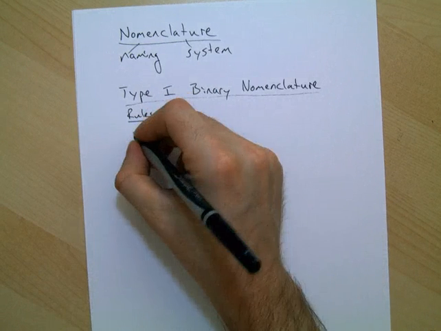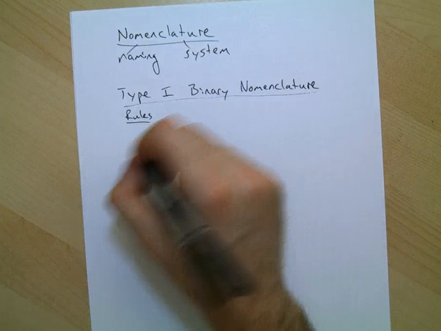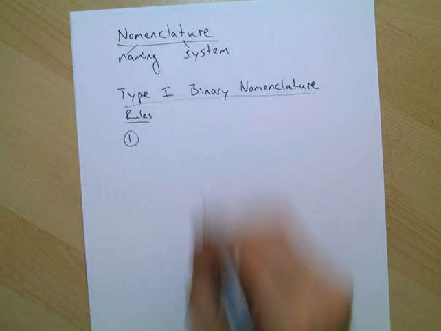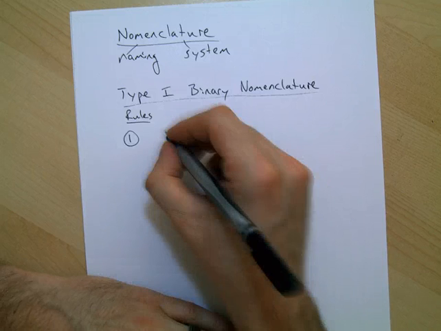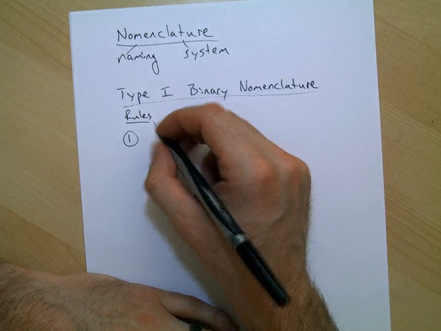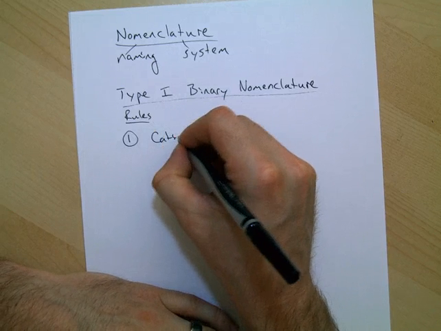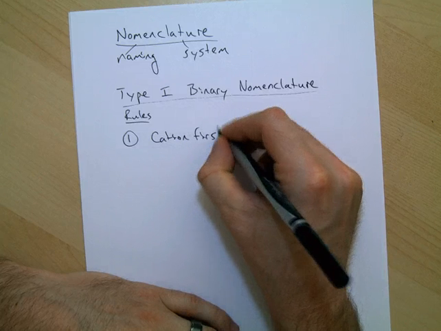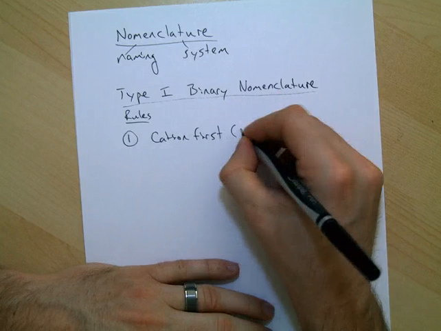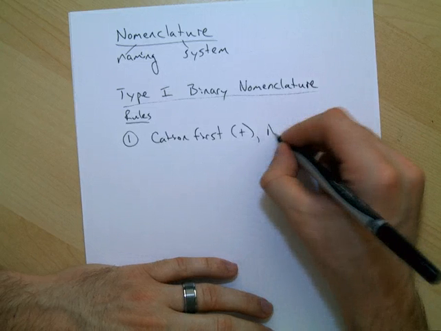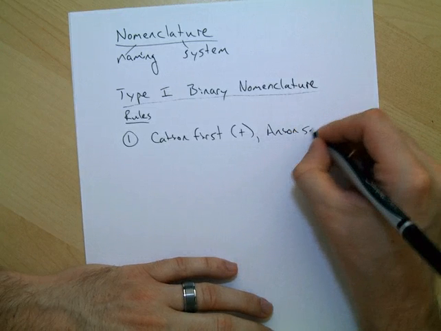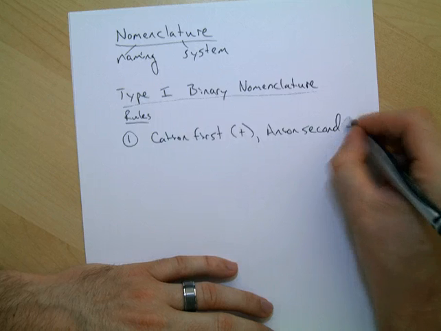So the rules we're dealing with are strictly for binary compounds, and rule number 1 is one you're probably familiar with, which is that when you write the name for a compound, you always write the cation first. Of course, a cation is what's positively charged. And then you write the anion second. And of course, an anion is negatively charged.